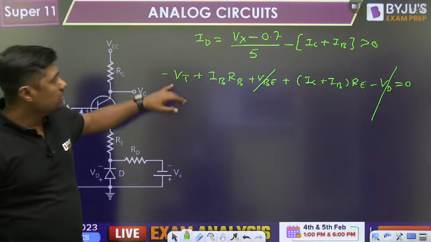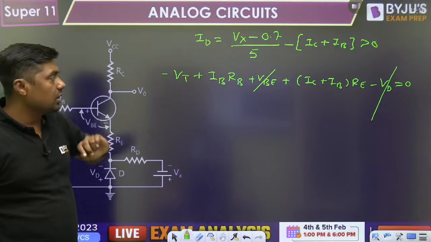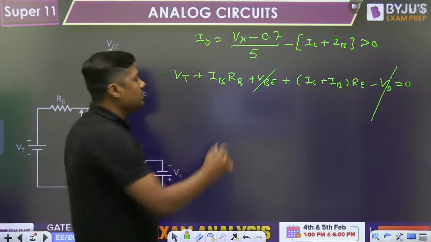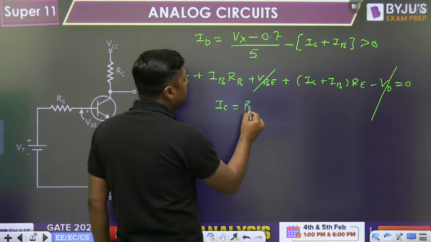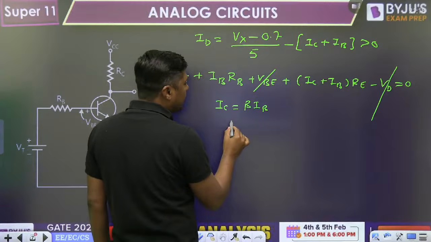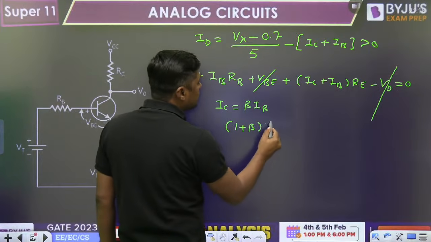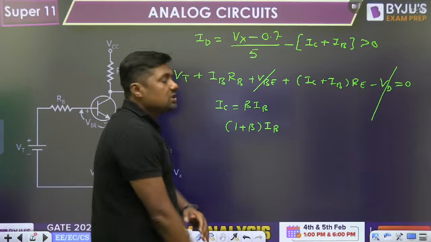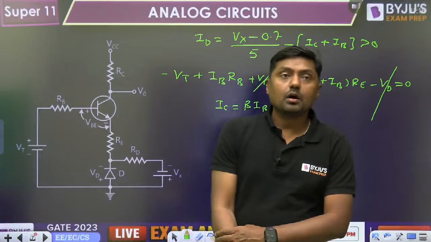And now you can directly write this formula, right? IC plus IB, because IC is equal to beta times IB. Directly in the exam hall, write IC plus IB in active region. It will become 1 plus beta times of IB. I think now it is clear.